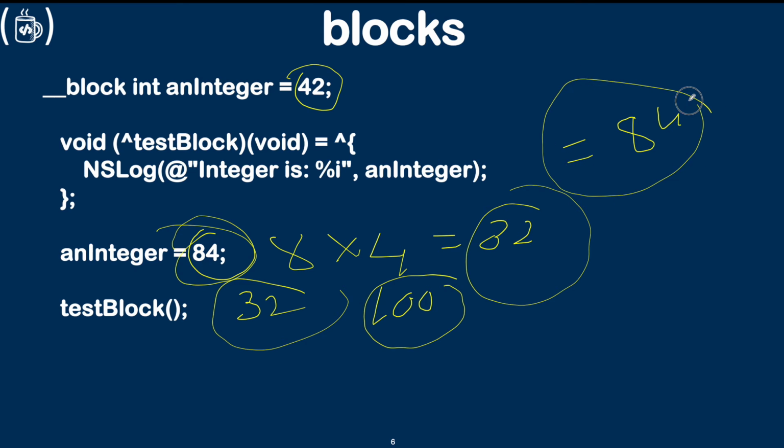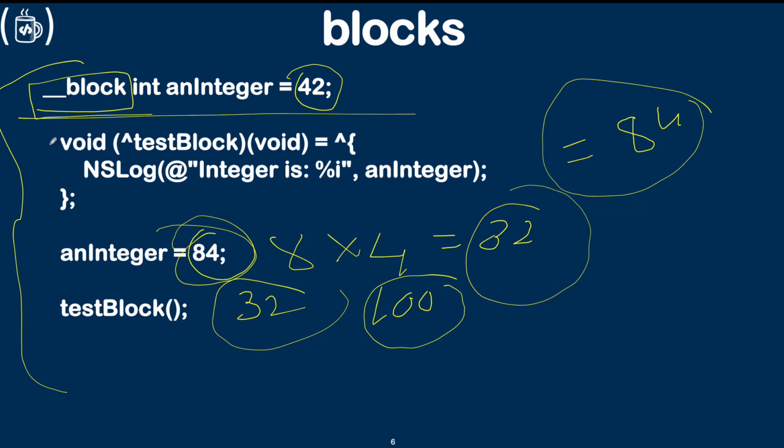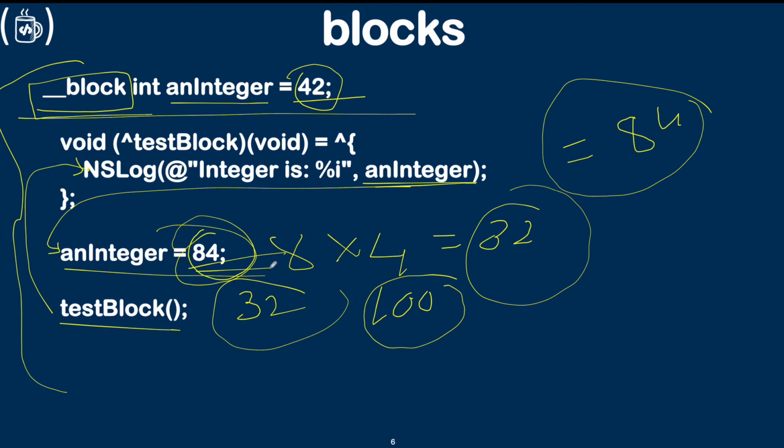Why? Because you are telling the block that within the scope of this block, use the latest value. Initial value is 42, latest value is 84. So when this block is called, it will execute this one. Then the integer, what is the value of the integer? The value of the integer is the latest one, so it will output 84.